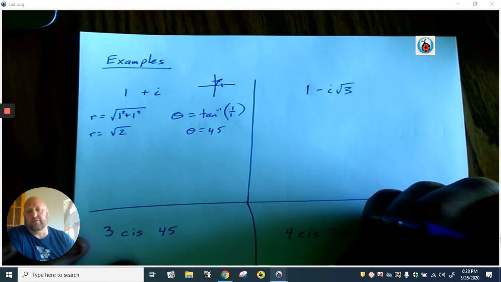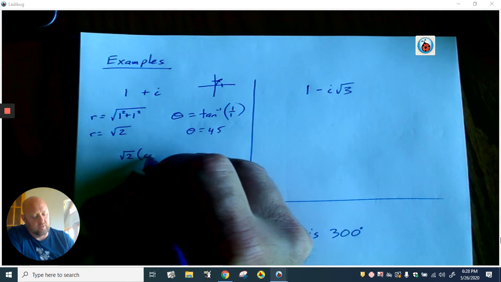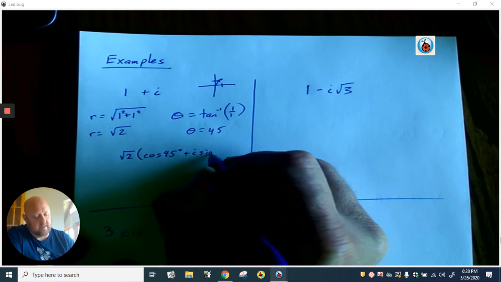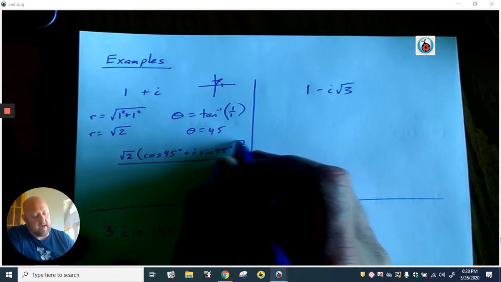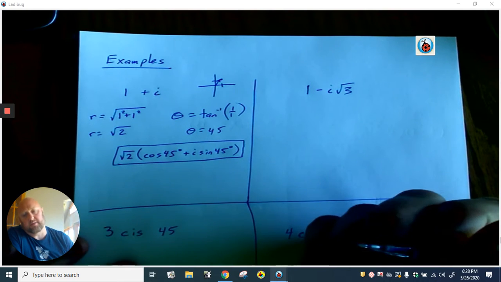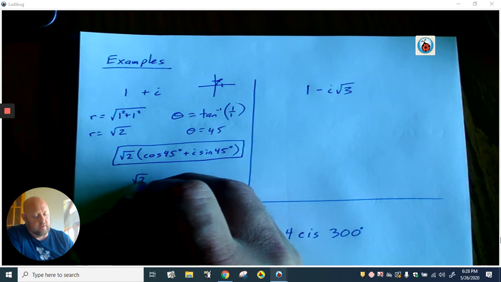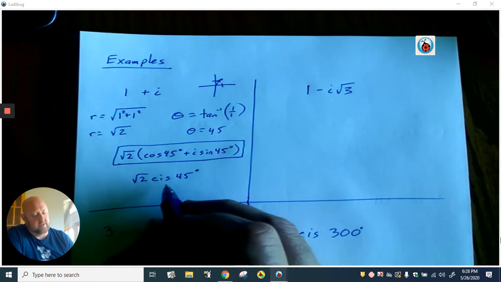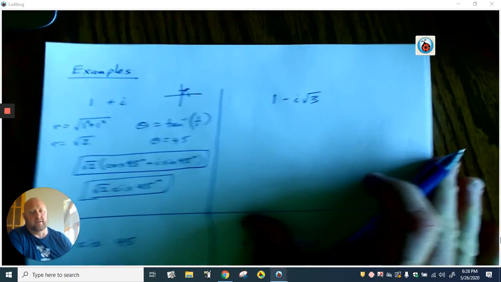So our angle is 45 degrees, which means our answer would be the square root of 2 times the quantity of cosine of 45 degrees plus i sine of 45 degrees. Now, that is the correct answer. But we could also use the shorthand version, which would be the square root of 2 cis 45. So either one of those two answers would be sufficient. Let's try another one over here.